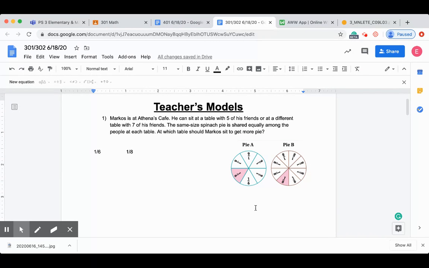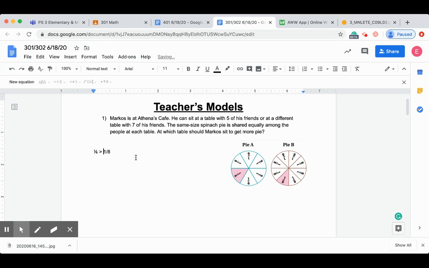Now again, he's still getting just one piece from both, but just from looking at our two pictures, when we shade in our 1/6 and 1/8, we can tell that he's going to get more pie if he sits at the table with 1/6 because it's a bigger piece of pie. Even though he's getting one piece at each table, if he's getting 1/6 compared to 1/8, he'll get more with 1/6 because it will be a bigger piece. So we know that 1/6 is going to be greater than 1/8.